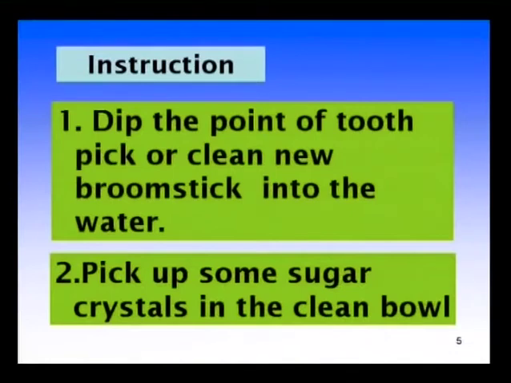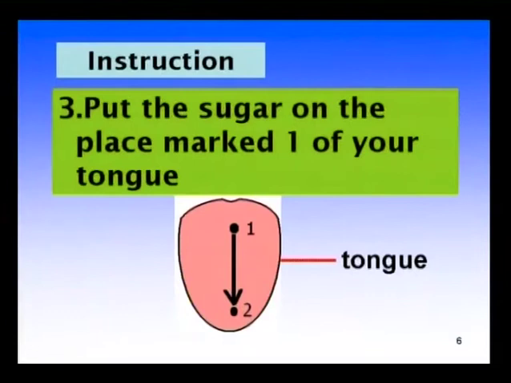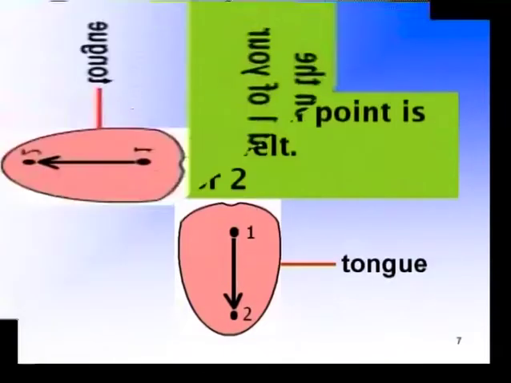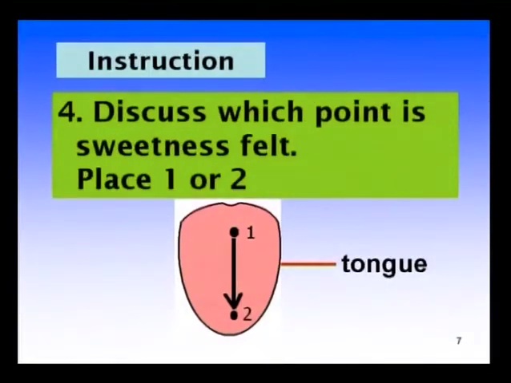Instruction number 3. Put the bits of the sugar on your partner's arm. Place 1. And then move it to place 2. On point 1, you place it on point 1, then you move it to point 2. Instruction number 4, the last instruction for this activity. Together read instruction number 4. Discuss which point in particular sweetness is place 1 on page 3 and then add. All right. Those are the instructions.